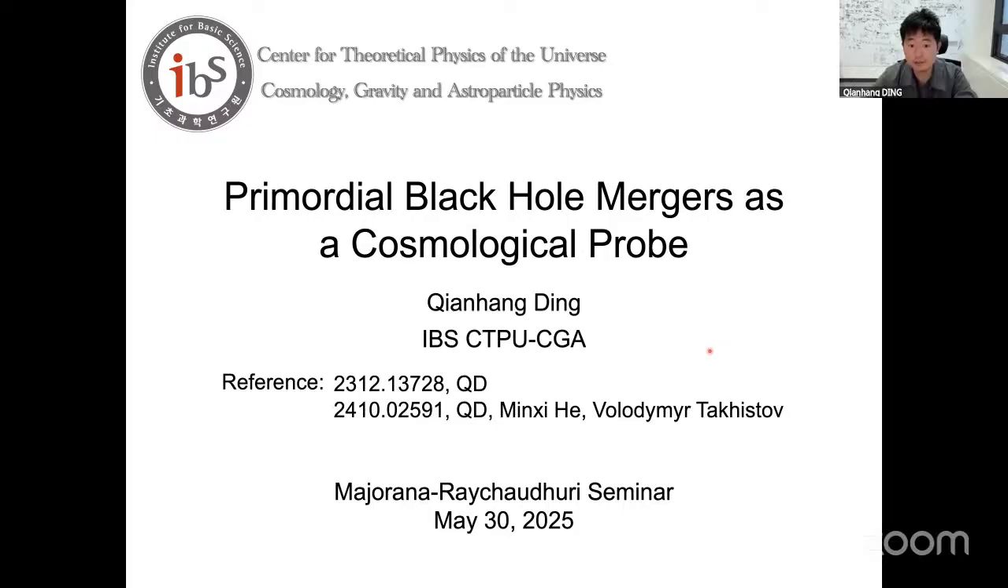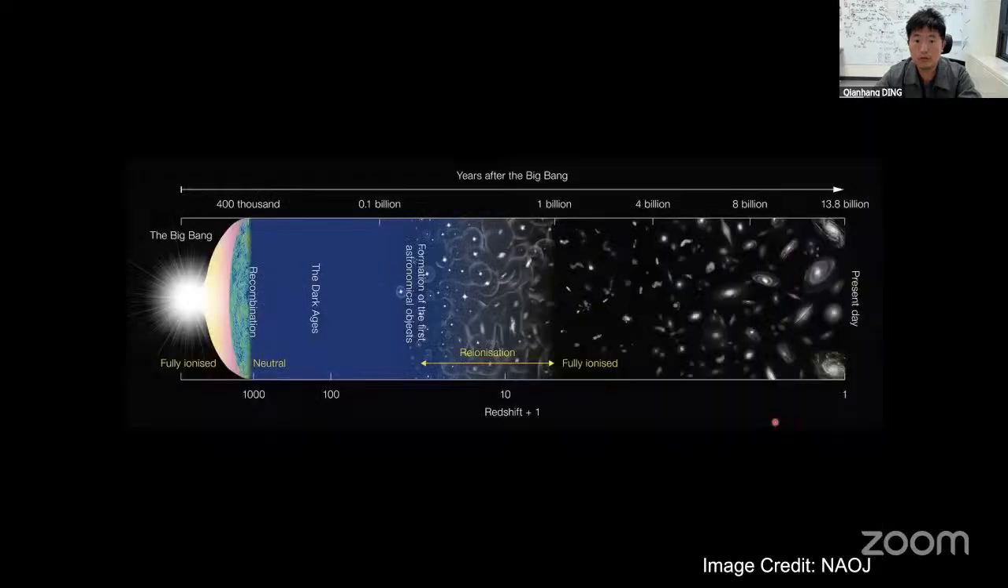Thank you for the introduction. It's my great pleasure to give a talk in the Majorana-Raychaudhuri seminar. I'm going to talk about how to use primordial black hole mergers as a cosmological probe. This talk is based on two works with Mingxi He, also from IBS, and Vladimir Takhikovsky from the QUP in KEK. This is the historical evolution of our universe.